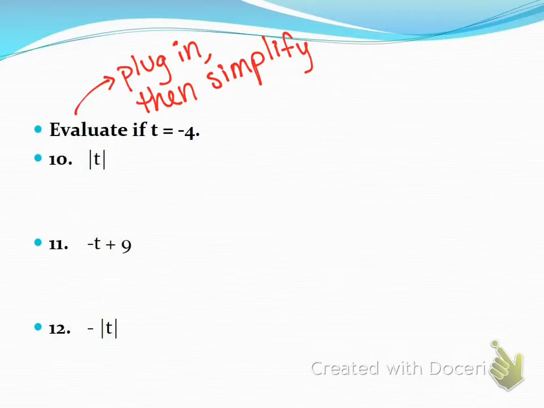The first step is always to plug in. So instead of writing a t, what am I going to write? Negative 4. Nothing else is changing. So those bars stay. Instead of a t, I write a negative 4. Now we're ready to simplify. The absolute value of negative 4 is 4, and that is my answer. Nothing else to do.